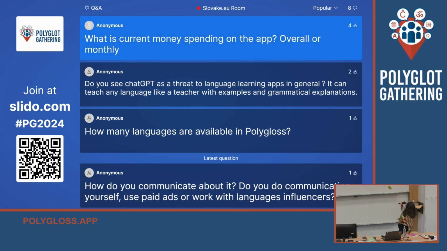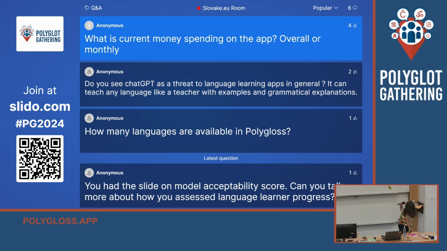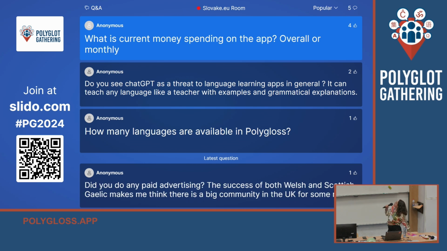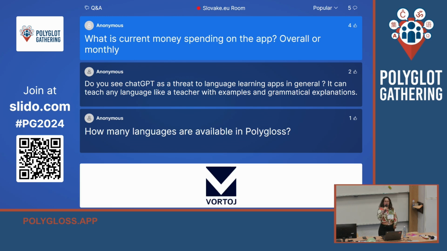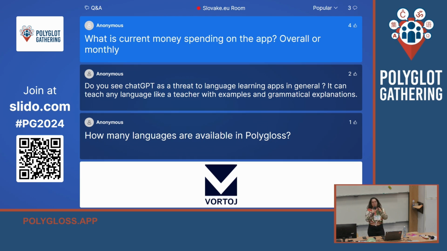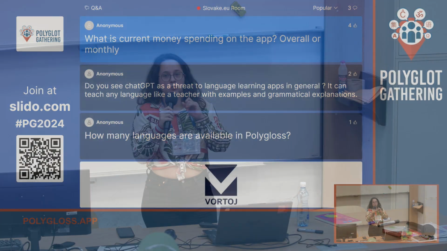What is current money spending on the app overall or monthly? So, I used to spend more money on it because of Firebase, but it isn't a lot. So overall was about €100 per month, and most of that was the newsletter system. Because in terms of servers and backend, the most that I spent on it was €20 a month.